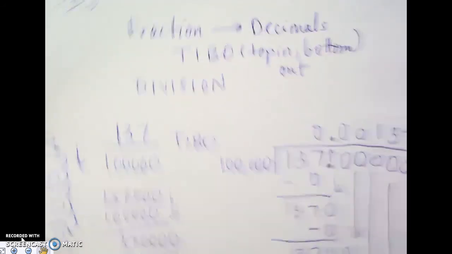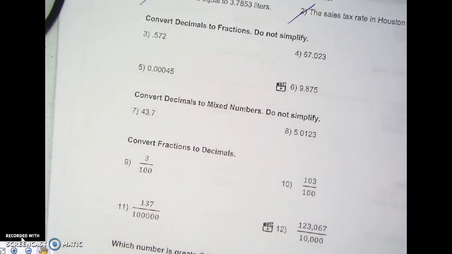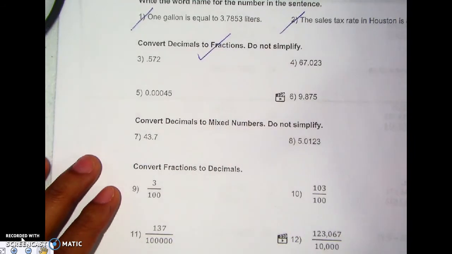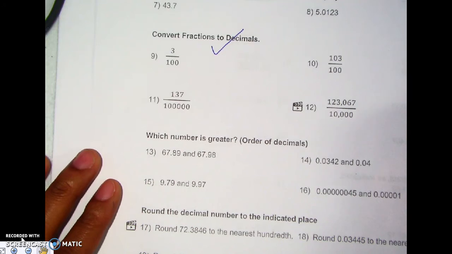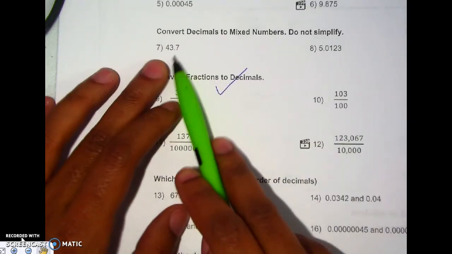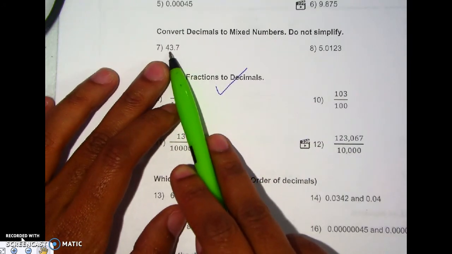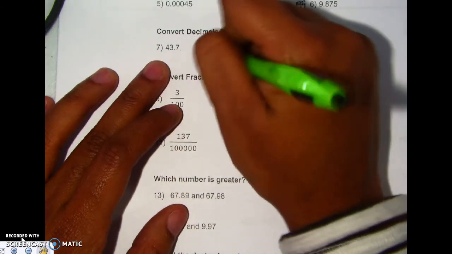You do T-bow. All right, so as we go through the worksheet, remember, you have to know how to convert a decimal to a fraction, first name, last name. You have to know how to do a fraction to a decimal, okay? Mixed numbers, pretty straightforward. This one, you write the 43 because that's the whole piece. That's the big piece.